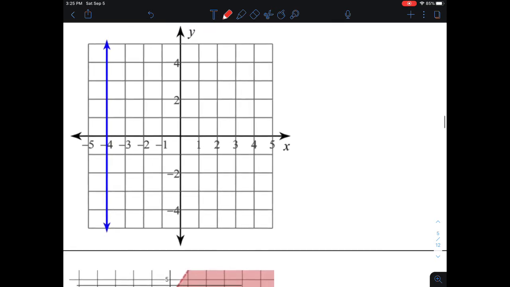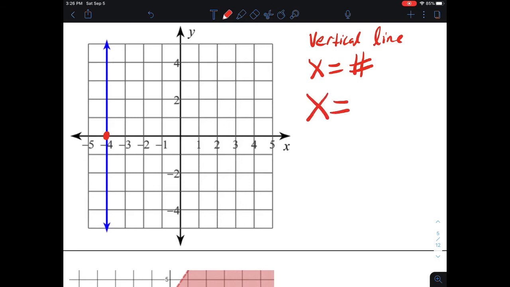Another line here. So let's look at this line. Now, this is a vertical line. Vertical lines cannot be written in slope-intercept form, and the reason is because slope-intercept form requires y equals mx plus b, and this line just goes straight up and down. And vertical lines are always written as x equals a number. Well, the number that we set it equal to is where it crosses the x-axis. It crosses the x-axis at -4, so this equation is going to be x equals -4.